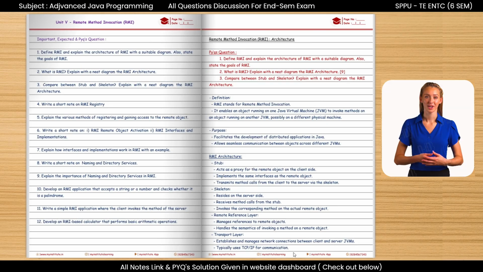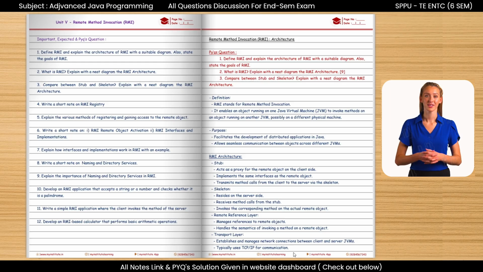Unit number 5, Remote Method Invocation, commonly known as RMI. This unit is crucial for your semester exams, and today we will go through the most expected questions that can appear in your paper. Make sure to focus on each topic, as understanding these concepts will not only help you in exams, but also in real-world distributed computing applications.